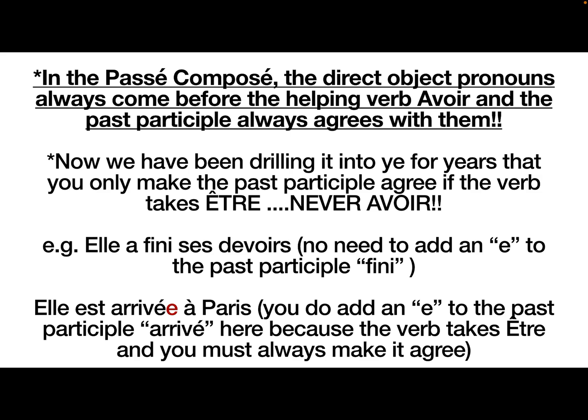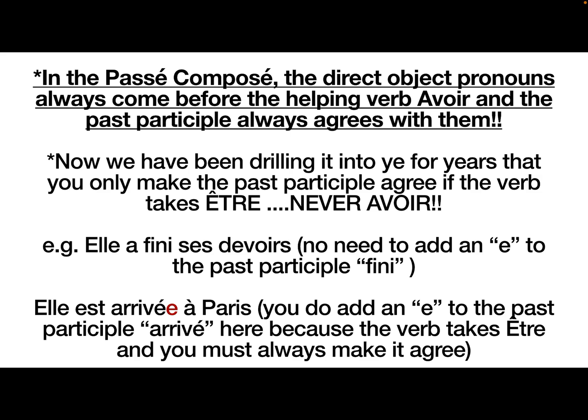We've been drilling it into you for years that you only ever make the past participle agree if the verb takes the helping verb être, never avoir. And I've said that up until this year. Only make the past participle agree if it takes the helping verb être. So you only ever add an e on to the past participle. If you're saying she went, elle est allée, we arrived, nous sommes arrivés, you add an s, right?